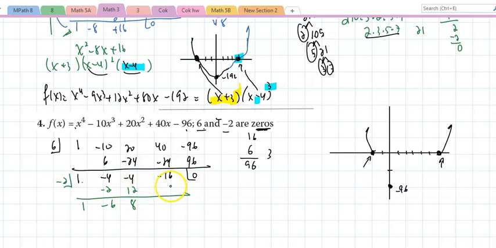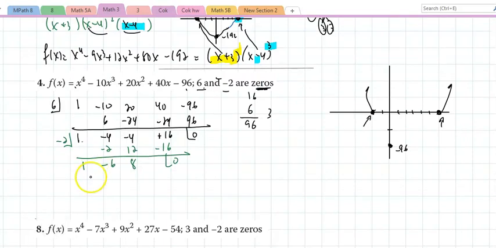Oh man, I keep on doing that. That's a positive. Yeah, okay, there you go. Otherwise it doesn't match. And that will be a negative 16, and that will be a 0. And hey, we're back to the same deal. Isn't this x squared minus 6x plus 8? Wouldn't you say that's x minus 4 times x minus 2?